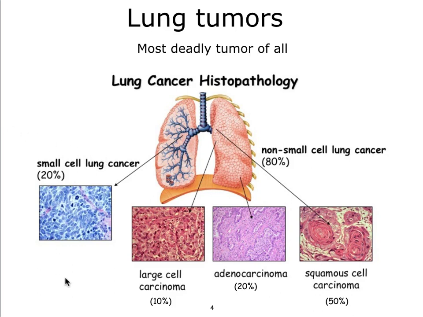It's one of the most deadly tumors because it's usually discovered in such a late stage, and there are different types. So 80% of the tumors in the lung are called non-small cell tumors, and 20% are small cell lung tumors. The 80% of the non-small cell tumors can be divided into different types again. 10% are large cell carcinomas, 20% adenocarcinomas, and most of them are actually squamous cell carcinomas.